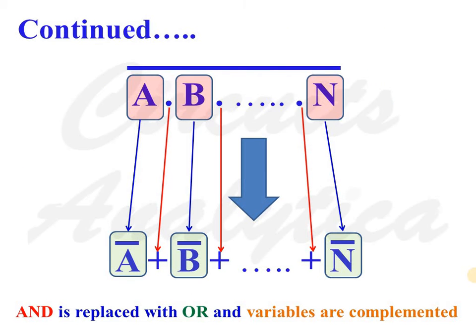So here the AND operator is replaced with the OR operator, and variables A, B, C, etc. up to n are complemented before applying to the inputs of the OR gate.